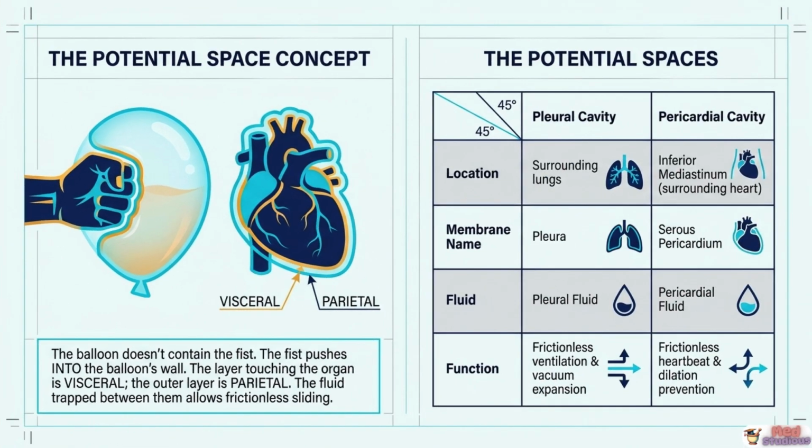Within the thorax, we also have what anatomists call potential spaces, the pleural and pericardial cavities. Imagine aggressively pushing your fist into a balloon. The balloon doesn't actually contain your fist. Your fist simply pushes into the wall. The layer physically touching the organ is the visceral layer, while the outer layer is the parietal layer. The pleural cavity surrounds the lungs with pleura and pleural fluid. The pericardial cavity, located in the inferior mediastinum, surrounds the heart with serous pericardium and pericardial fluid. Fluid trapped between these layers allows frictionless sliding for ventilation and heartbeat.